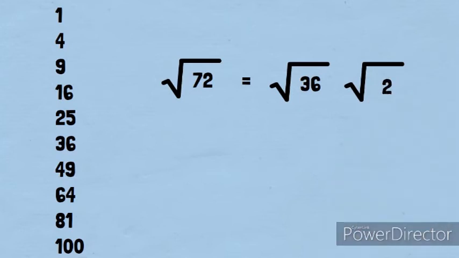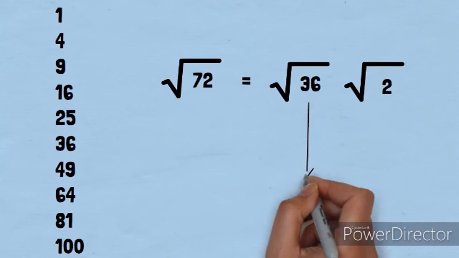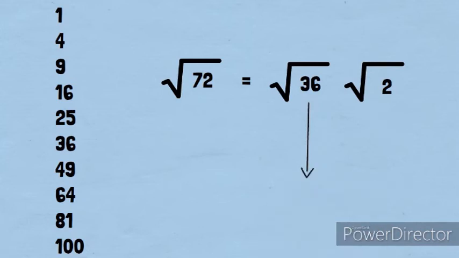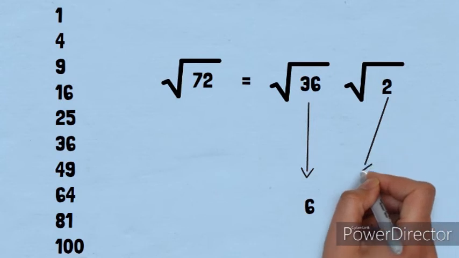Now let's simplify. The square root of 36 is 6. And now bring down the square root 2. So our answer is 6 square root 2.